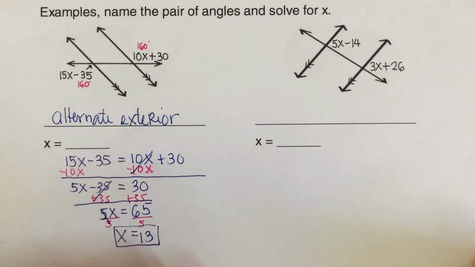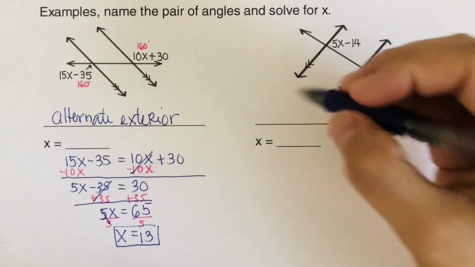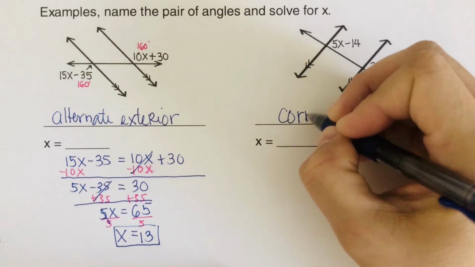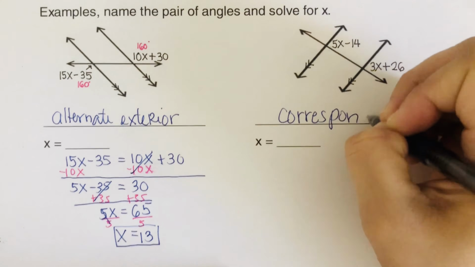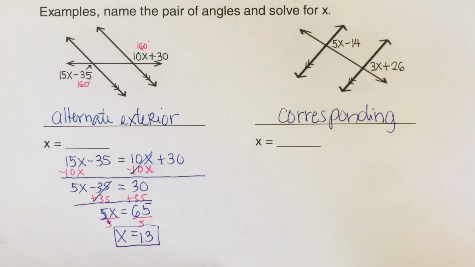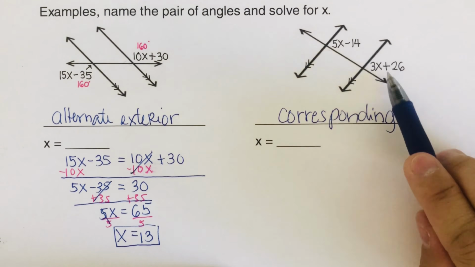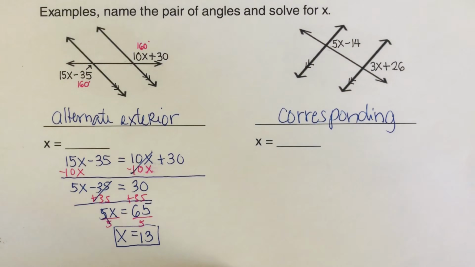Okay, so the name that we have for this is corresponding. Did you get corresponding? Good. Now, if they are corresponding, this means that these two are congruent. So we equate them to each other.